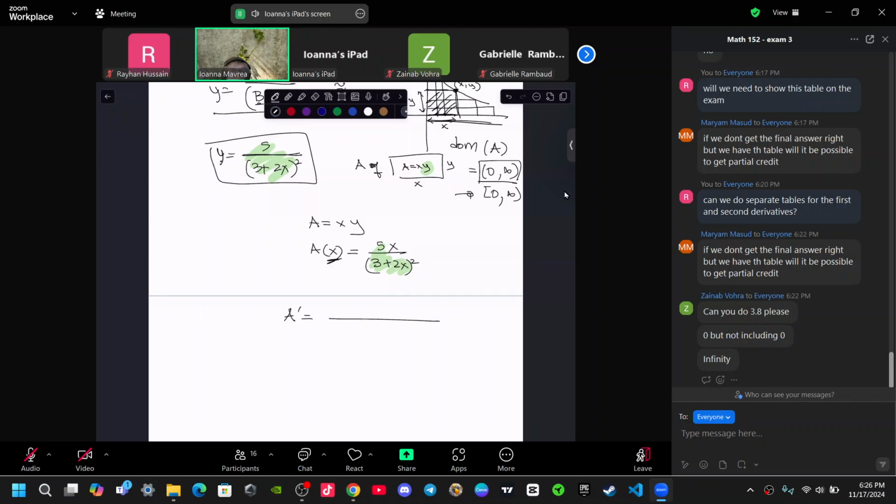Unfortunately, we're stuck with the quotient rule. So the derivative of the top, which is 5, times the bottom as is, minus the top times the derivative of the bottom. So the derivative of the bottom: take the power out, write what you have with one less power, times the derivative of the inside, which is another 2, over the denominator squared.